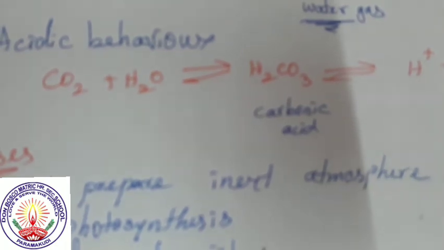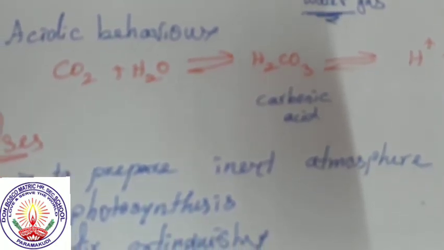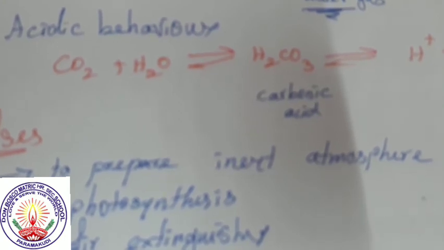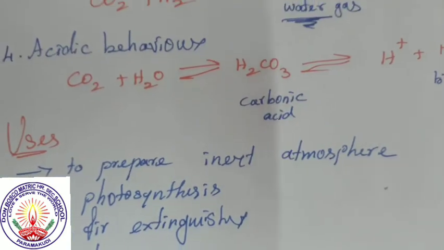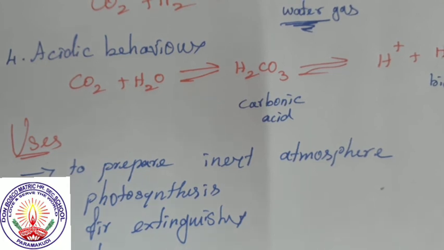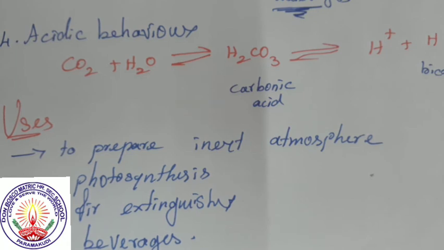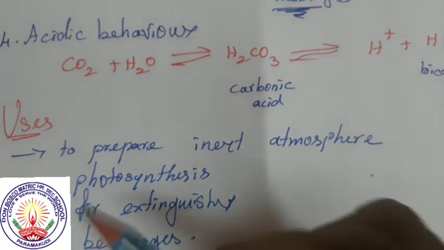Next are the uses of carbon dioxide. It is used to prepare an inert atmosphere. The second point is a very common thing, that in biology it is used in photosynthesis. And it is used as a fire extinguisher. In the properties itself we saw this is non-flammable. Non-flammable means it does not catch fire. So when it does not catch fire, it can be used as a fire extinguisher.